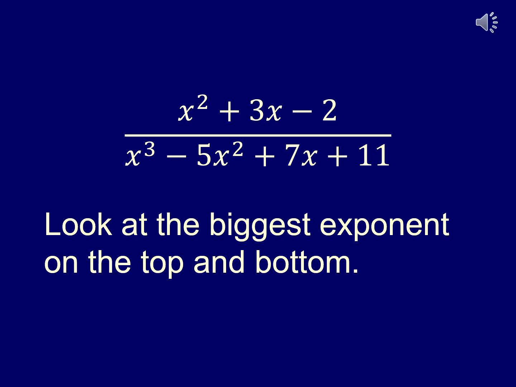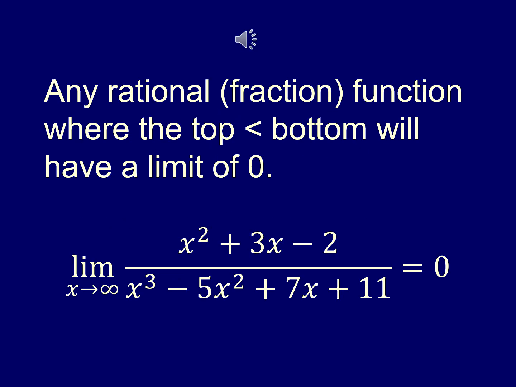I'm going to compare 2 and 3. So I look at those two exponents, and what I care about is which one's bigger. Here it tells you if I have a rational function, and the top is less than the bottom, like 2 is less than 3. Again, we're just looking at those exponents on the biggest term. Then I'm going to have a limit of 0. So the limit of this whole big function is 0.